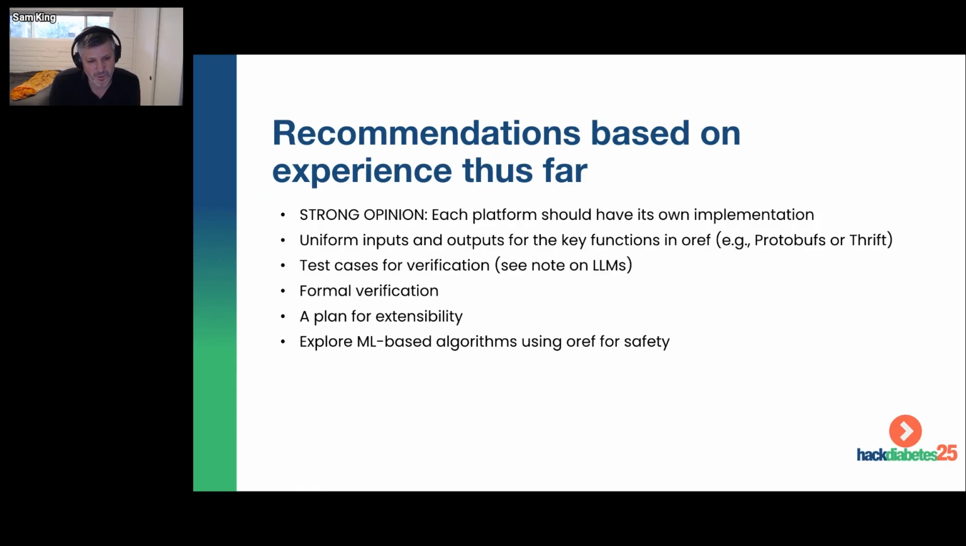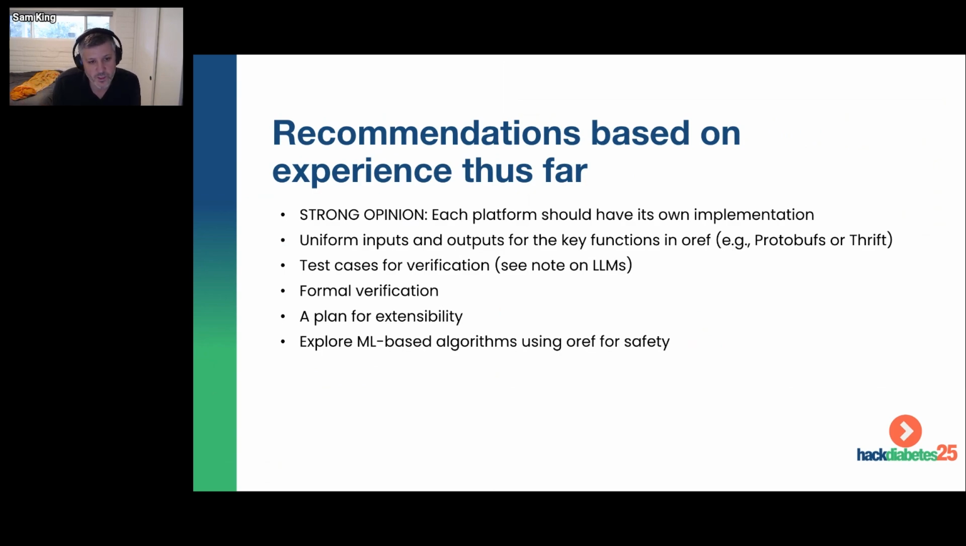The next one is a plan for extensibility. Each of the different implementations has its own version, its own features that it supports. And this is not a bad thing. This is a good thing. We still need to support that, but it would be great if we could come up with a way of supporting that without having to change the core algorithms.